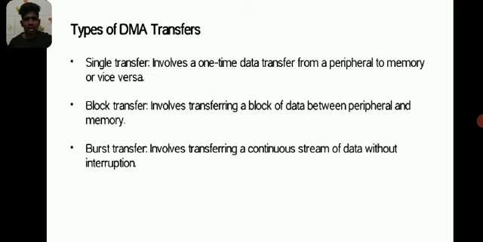Types of DMA transfers: single transfer involves a one-time data transfer from a peripheral to memory or vice versa. Block transfer involves transferring a block of data between peripheral and memory. Burst transfer involves transferring a continuous stream of data without interruption.